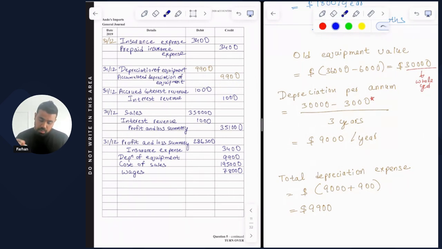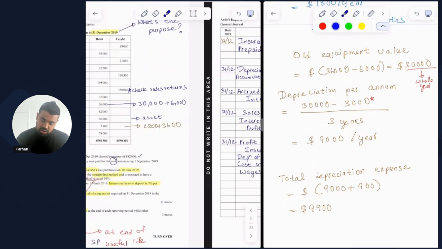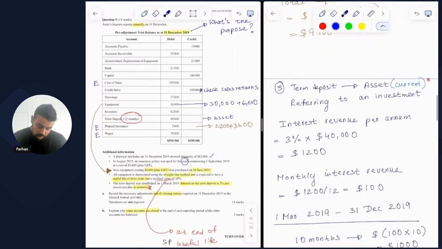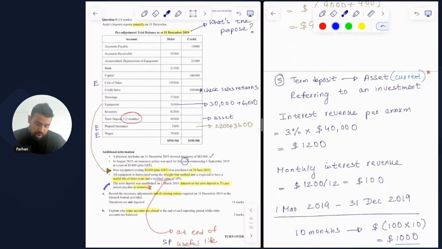Okay, so let's see what we have in the next additional information. So additional information number 5, the term deposit was established on 1 March 2019. Interest in the term deposit is 3% per annum payable at maturity. So the term deposit is an asset. It's mainly a current asset.